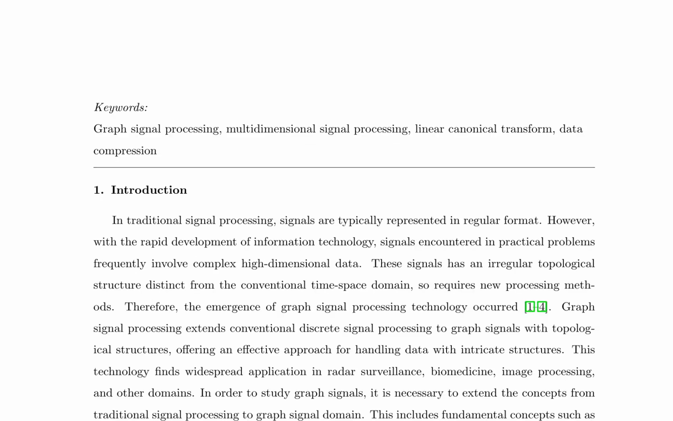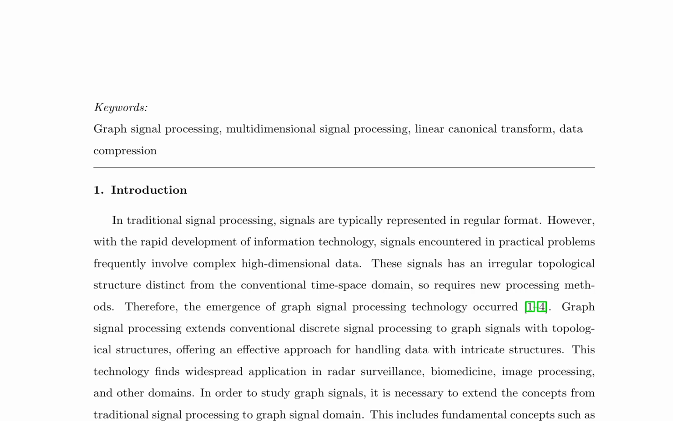Graph signal processing has emerged as a crucial technology for handling complex high-dimensional data with irregular topological structures, deviating from the conventional time-space domain. This technology has found applications in various domains, including radar surveillance, biomedicine, and image processing. To study graph signals, it is essential to extend traditional signal processing concepts, such as graph signal transform, convolution, filtering, shifting, and modulation, to the graph signal domain.